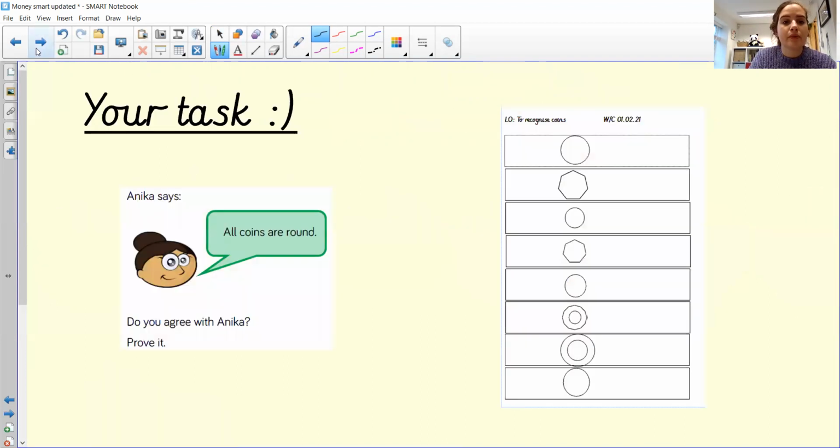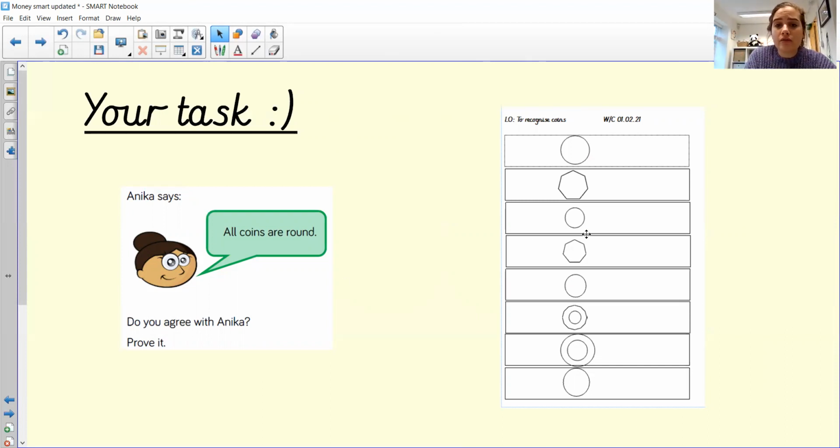Let's move on. So your task today to go away and think about, you've got a little task here from Anika, and she says all coins are round. Do you agree with Anika? Prove it. So you might want to stick this problem, it will be attached to your timetable, on a bit of paper and write some sentences and maybe draw around some coins to prove it, about whether you agree with her or not.